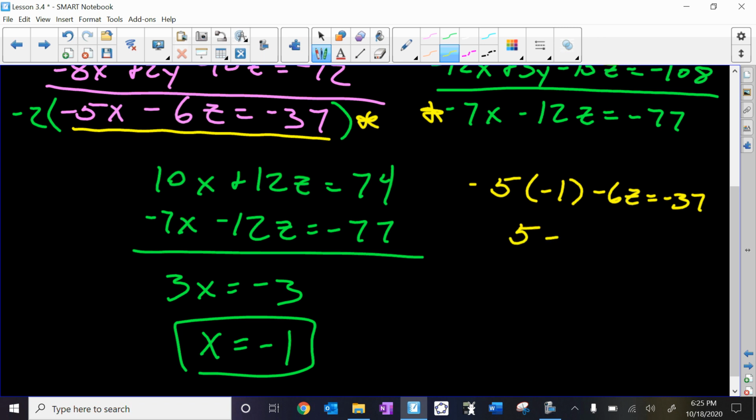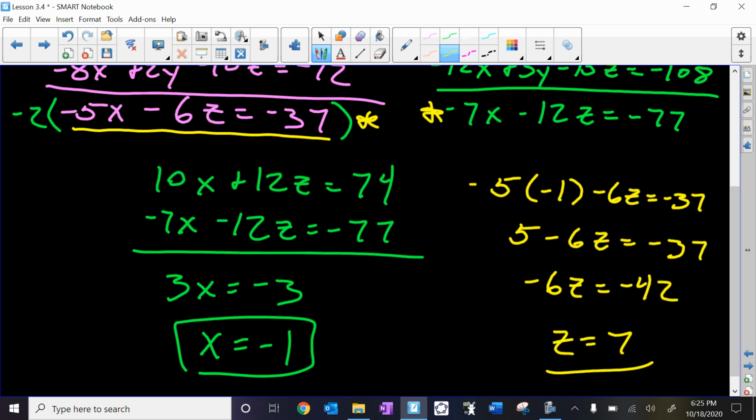So we get 5 minus 6z equals negative 37. We'll subtract the 5, so we get negative 6z equals negative 42. So z is going to equal 7.